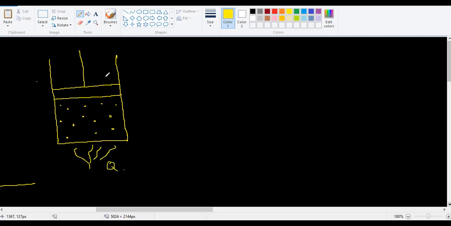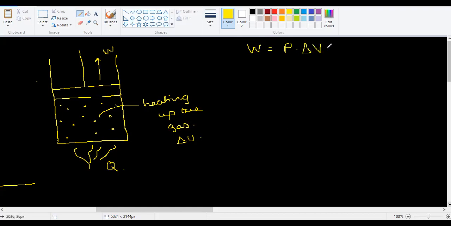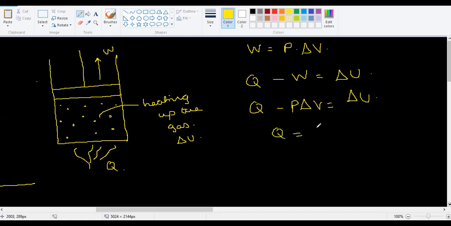So the Q which I am supplying, some will be lost in the work done. Only the remaining will be used for heating up the gas, which is your delta U, internal energy increase. So you know that W is equal to pressure into delta V. Very first definition we studied. So Q minus W is equal to delta U. So Q minus P delta V is equal to delta U. So Q is equal to P delta V plus delta U.